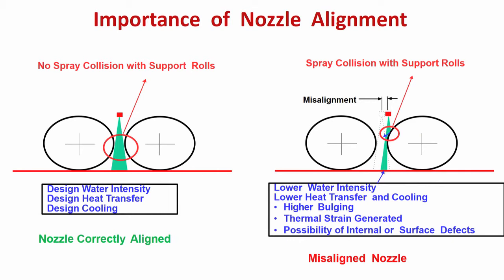But now what I have been talking about is misalignment of the nozzle. The nozzle is there, it is functioning also, water is coming out, but it is misaligned. It is not located at the desired position, it has shifted. Nozzle location, due to some mechanical problem, has shifted.